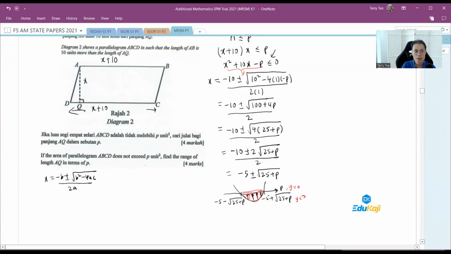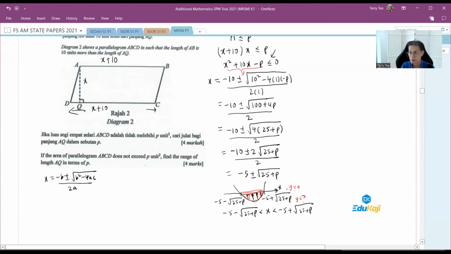So you can see your range of values is between negative 5 minus the square root of 25 plus P, and this is your x value. I should write this is x. And this will be negative 5 plus the square root of 25 plus P.